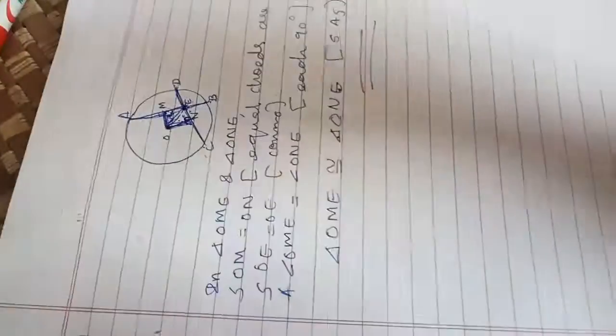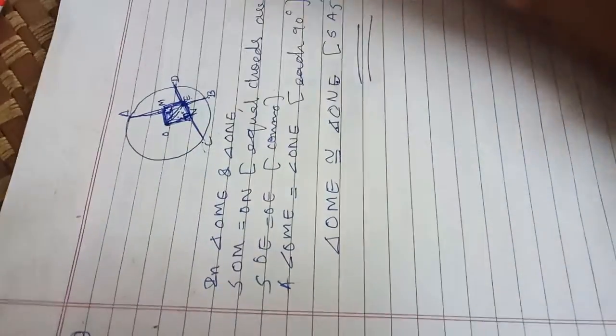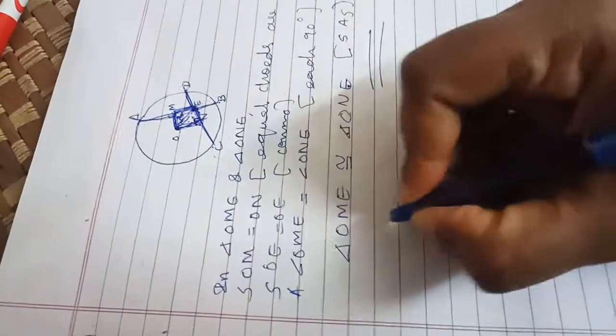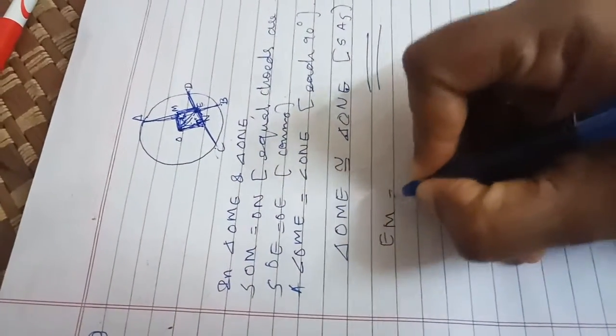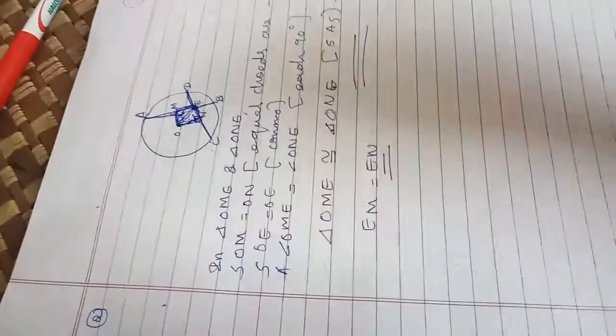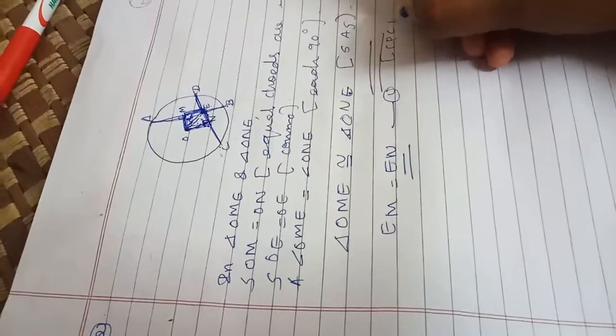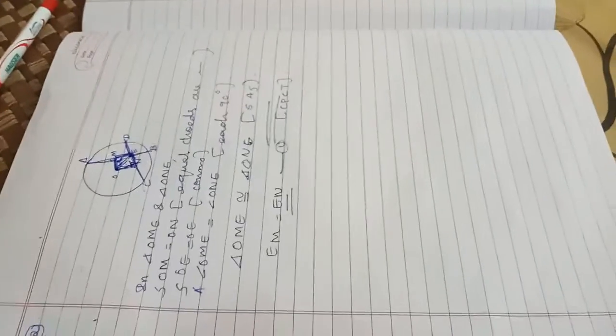So if these two triangles are congruent, then we can equate their corresponding sides, correct? Which are the corresponding sides of these two triangles? This EM and EN I am equating here. So I am equating EM is equal to EN. Okay, so EM is equal to EN and putting it as equation number 1. How have we written it here? By using CPCT, corresponding parts of congruent triangles are equal. So I am equating the sides.